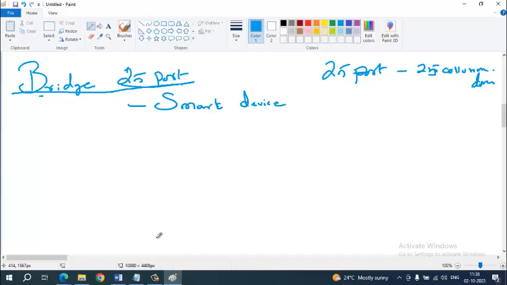You are the wing commander in the Indian Air Force, and you have some 10 jawans under you. Now everyone has got a walkie-talkie, and everyone has also got a phone. So whenever you want to talk to everyone, what will you do? You will take the walkie-talkie. Same way, switches have one broadcast domain.